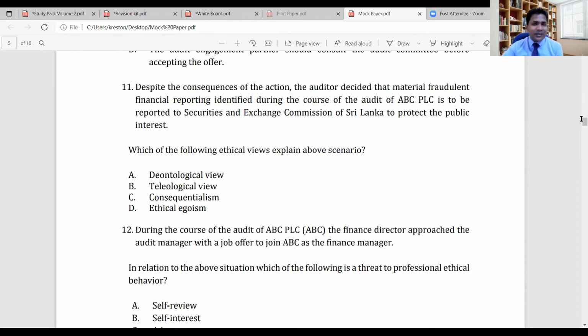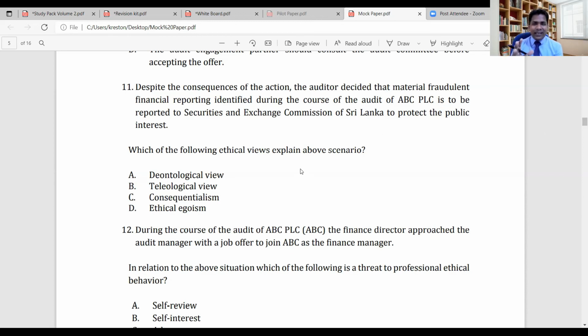How many times are you reading the question? 3 times. Despite the consequences of the action, the auditor decided that the material, fraudulent financial reporting identified during the course of the audit of ABC PLC is to be reported to the Securities and Exchange Commission of Sri Lanka to protect the public interest.